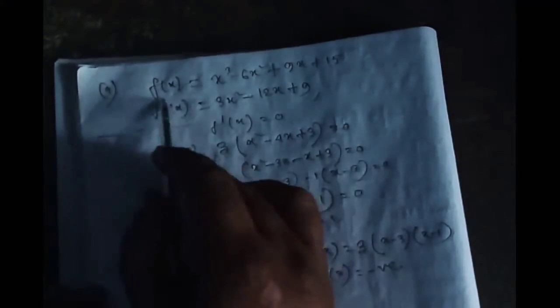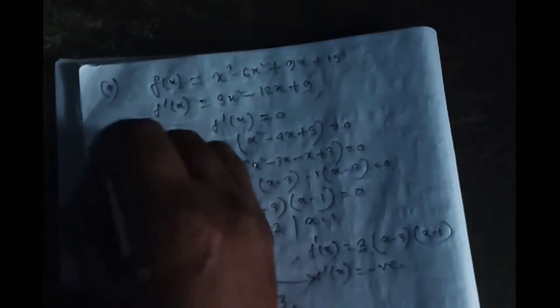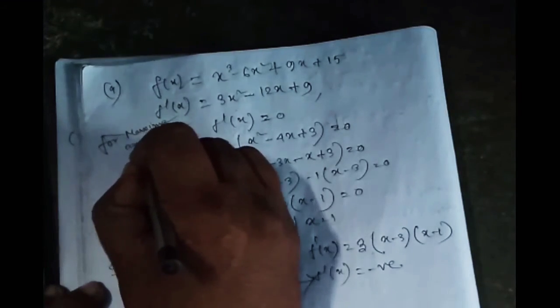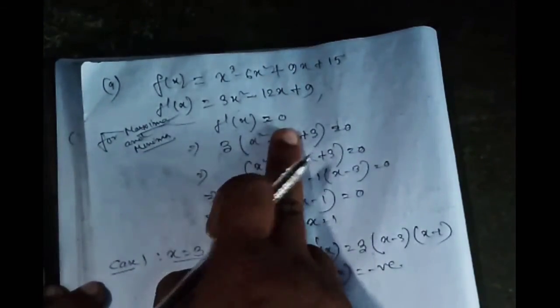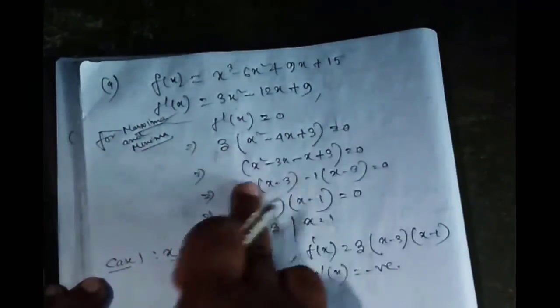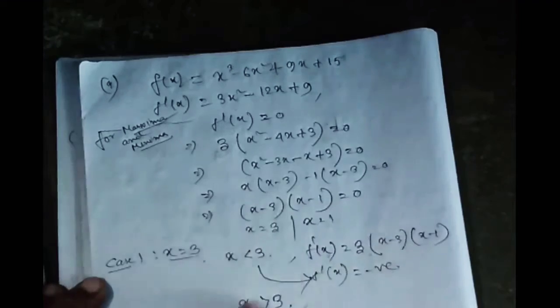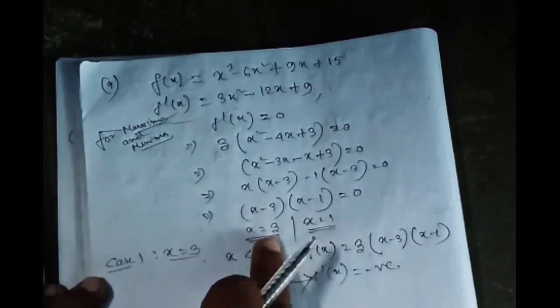So here I am taking another question, question number 9. Now f dash x equal to 3x square minus 12x plus 9. For maxima and minima, f dash x equal to 0, that's equal to 3 into this equals to 0. So if we factorize it, we will get (x minus 3) into (x minus 1) equal to 0. So we will get these two values, either x equal to 3 or x equal to 1.